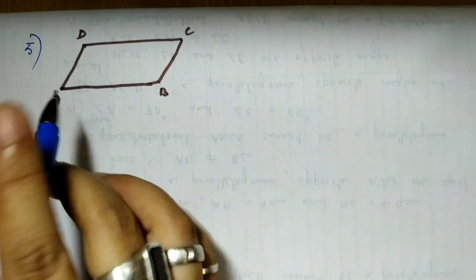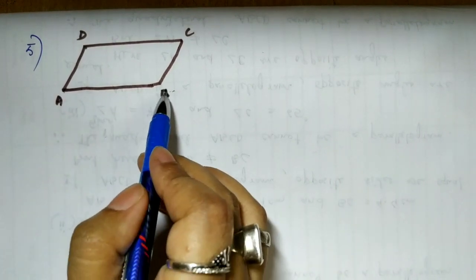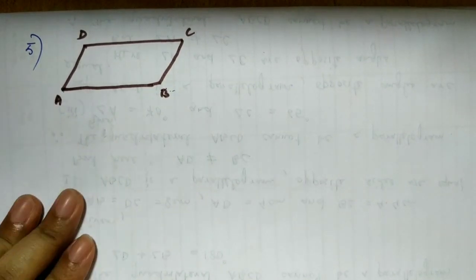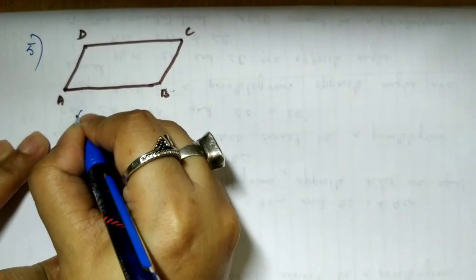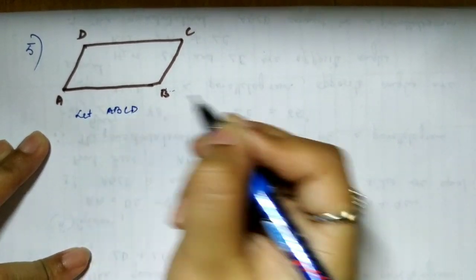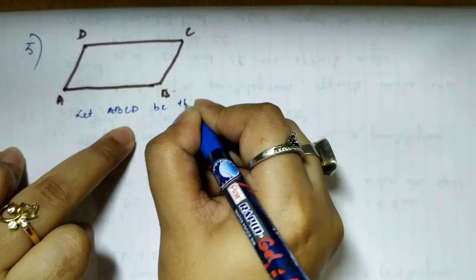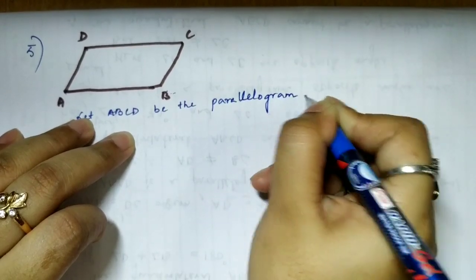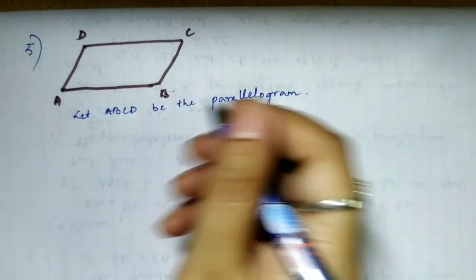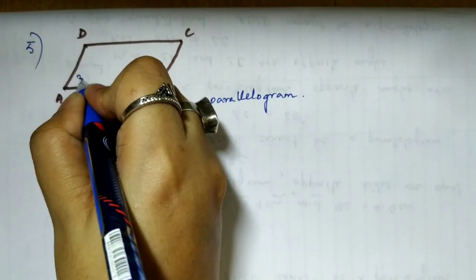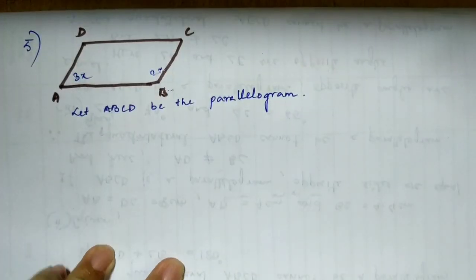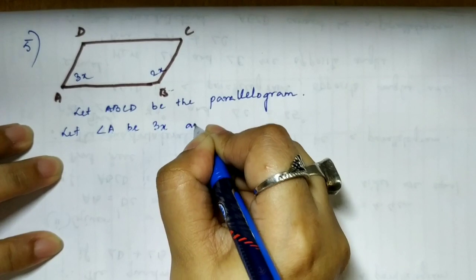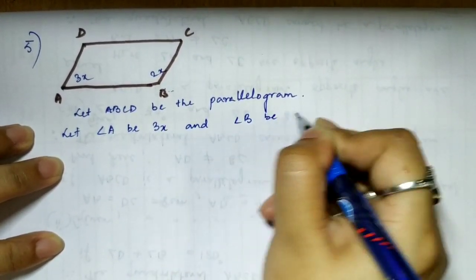They have said that the adjacent angles, suppose these two or these two, any two adjacent angles, are in the ratio 3:2, and we have to find out the value of each of the angles. So what will we write? Since the parallelogram name is not given, I'll write: let ABCD be the parallelogram. Full stop. Now what is the next part? Let me take this as 3x and this as the 2x angle. Since they are adjacent angles, let angle A be 3x and angle B be 2x.